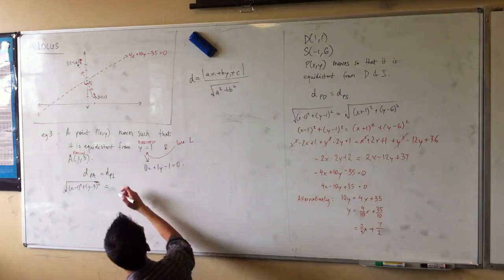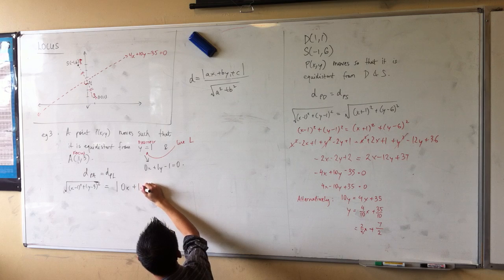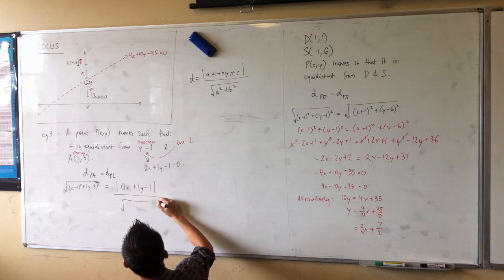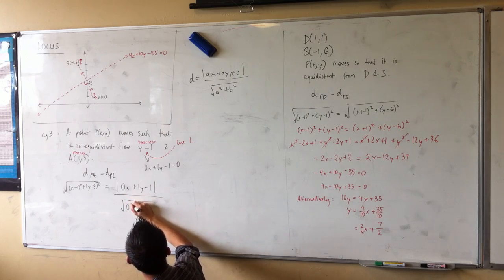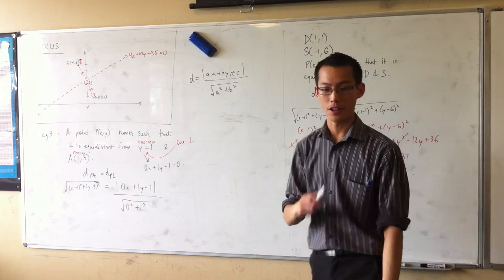So I'm just going to write this out, we'll sub it in, and then you can simplify it out. Okay, so I've got the absolute value on the top: 0 lots of x, 1 lot of y, minus 1, over the square root. Okay, there's my setup. We'll finish it this afternoon.